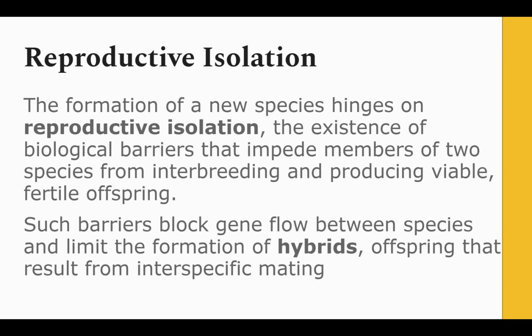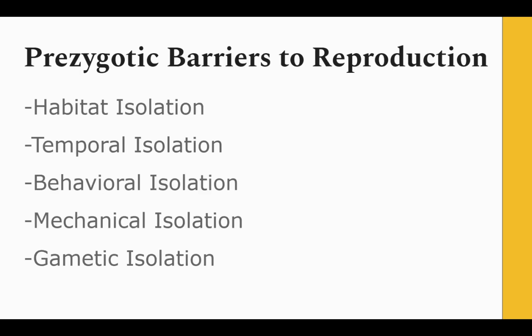So in order for reproductive isolation to happen, there are a couple different mechanisms. There are prezygotic and postzygotic mechanisms. Prezygotic happens before we make a zygote, so before the process of fertilization. Postzygotic happens after fertilization. So reproductive isolation can happen before or after. We're going to talk specifically about these different types.